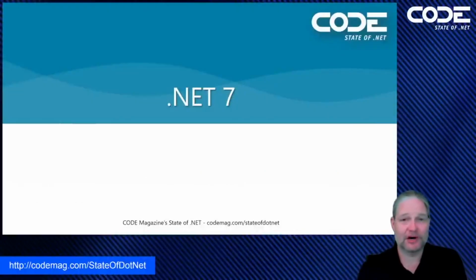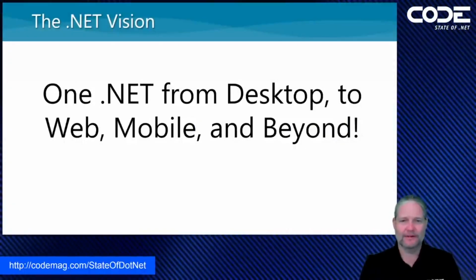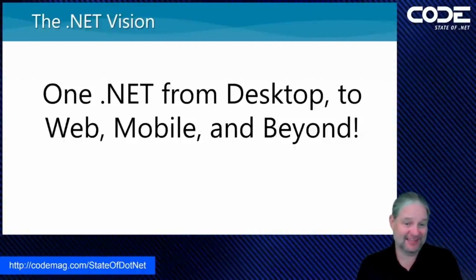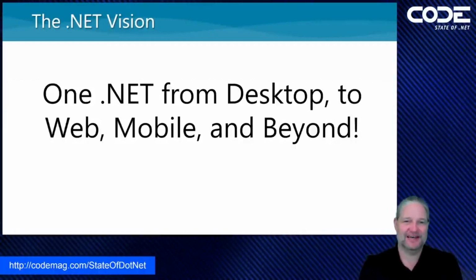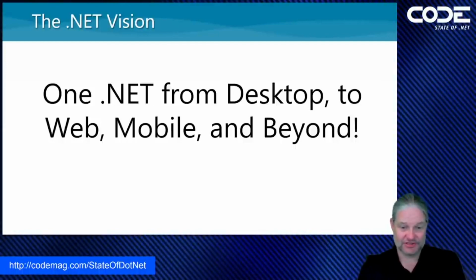Let's move into the main topic. Let's talk about .NET 7. And what is the .NET 7 release all about? Well, it's about essentially the same things that .NET 5 and .NET 6 have been about. So I've been using this slide for the last 2 years of .NET presentations.